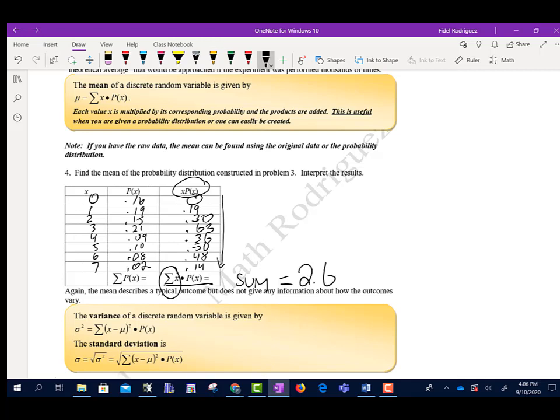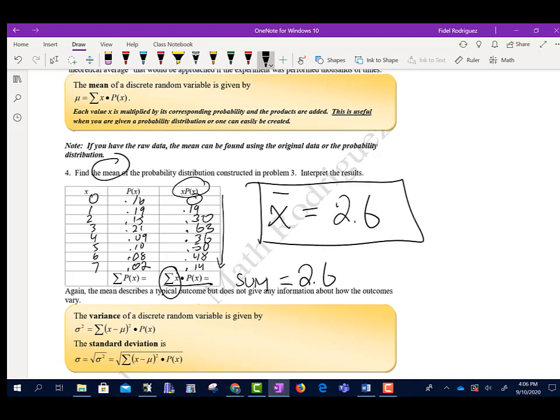2.6. Okay, what we found was the mean, right? Remember how we use the mean? We usually use x bar, 2.6. So what this means is on average, in those 100 days, if you were to pick on average how many cars were sold per day, about 2.6 cars were sold.